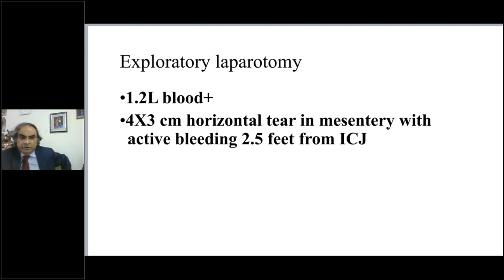1.2 liters of blood. And a 4 into 3 centimeter horizontal tear in mesentery with active bleeding 2.5 feet from ileocecal junction. How would you manage?